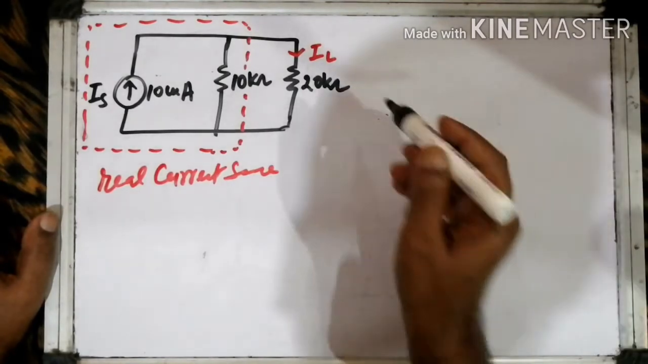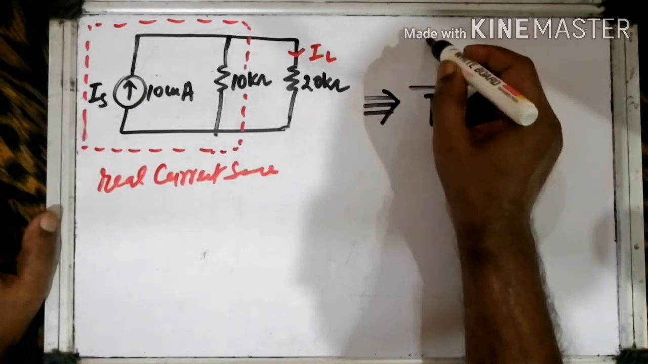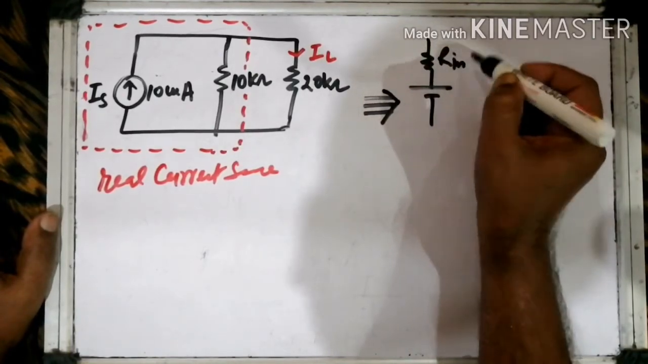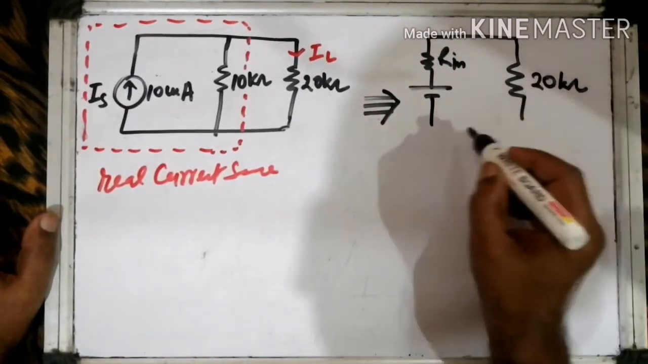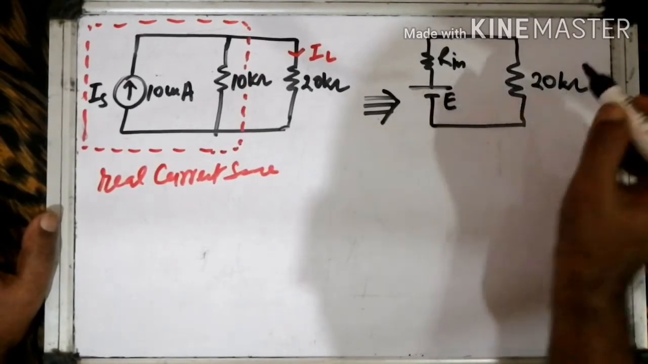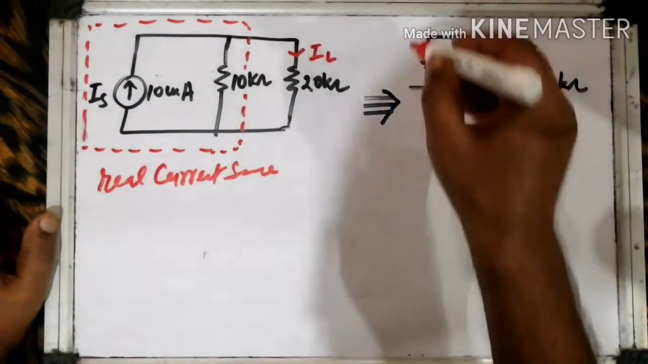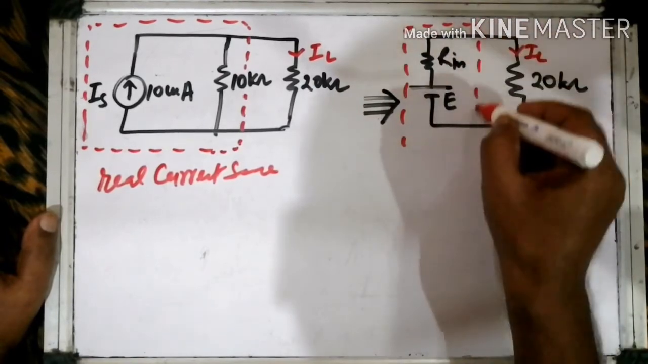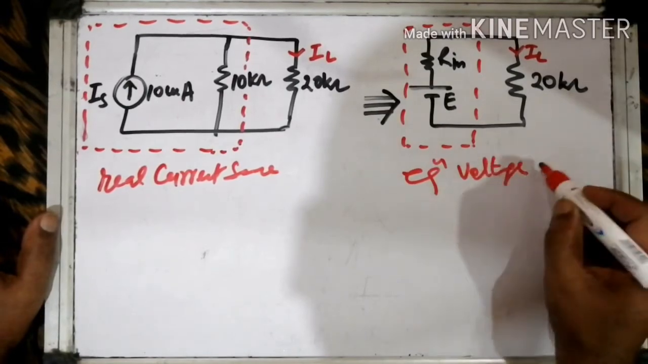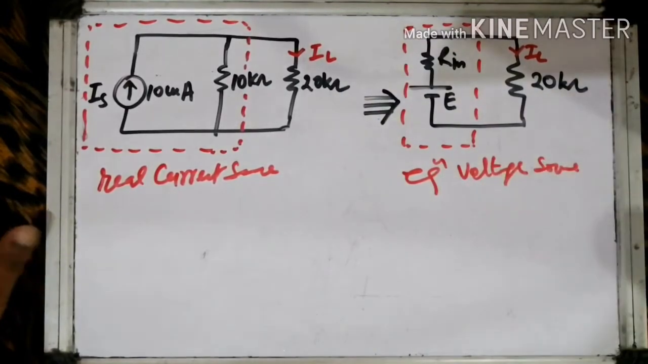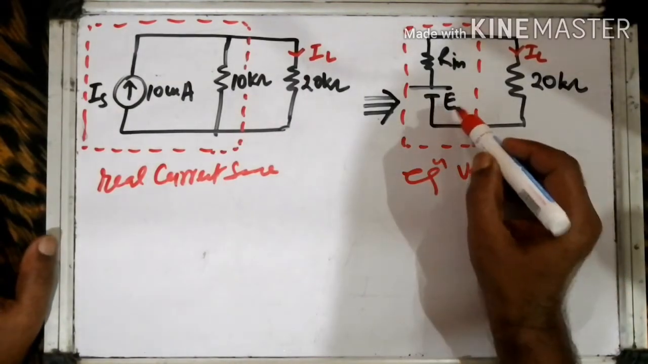Okay. Now draw a circuit containing a voltage source with Rn in series. This one is RL having the value of 20 kilo ohm. This one is E. Current in 20 kilo ohm is IL. This one is equivalent voltage source. Okay. Now, how can we calculate E?